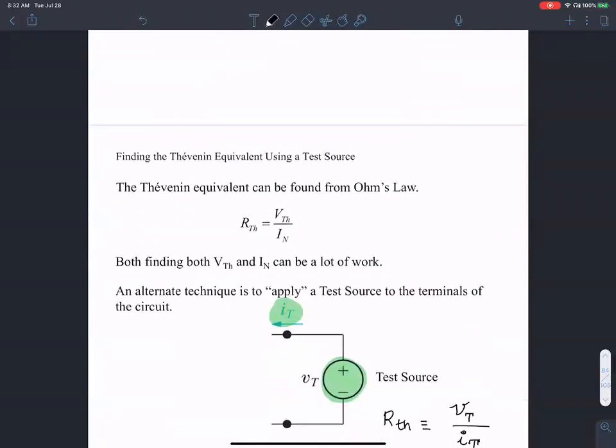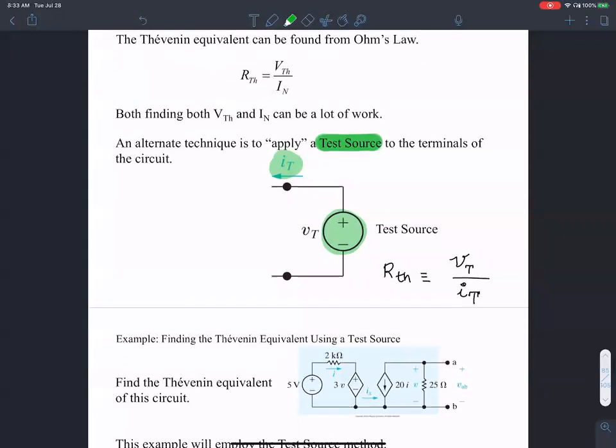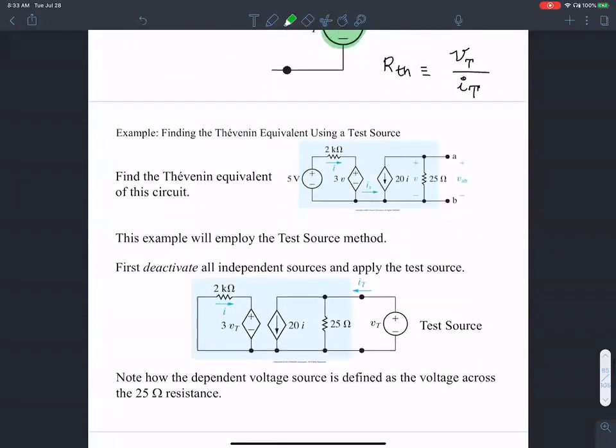Okay, so here is the idea. In order to find R Thevenin, you can find that out by V Thevenin over I Norton, or the other technique is to apply a test voltage to the terminals of a circuit and look at the test current. Divide the test voltage by the test current. And I want to illustrate that using an example here.